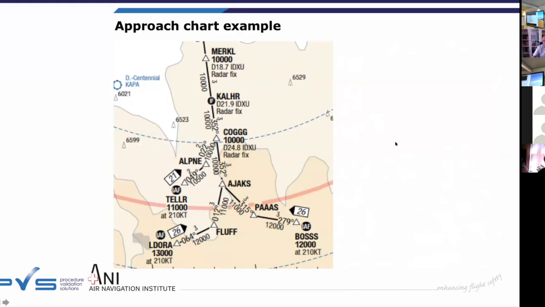Here you have an example of an approach transition. This is Denver, Colorado. So you have several IAFs that lead to one initial fix with this color. This one here, as you can see, is the IF. Merkel is the FAF. And then you have the IAFs: Ledora, Boss, Teller. Instead of coding again and again the same final approach and missed approach, you have transitions to color from different IAFs. That's it.